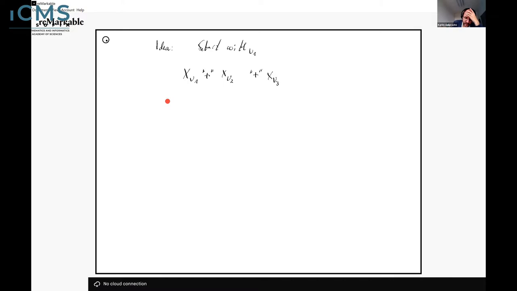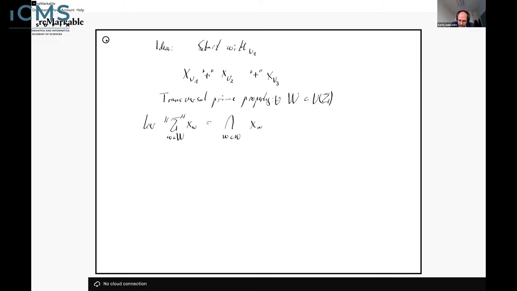Specifically, the transversal prime property means that if I have a subset W of the vertices of sigma, the generic linear combination of these vertices in W, XW, has a kernel which is the intersection of the kernels of the XW for W in W. And again, it's always about the maps induced by multiplications. That's the optimal property. That's what I want to prove.